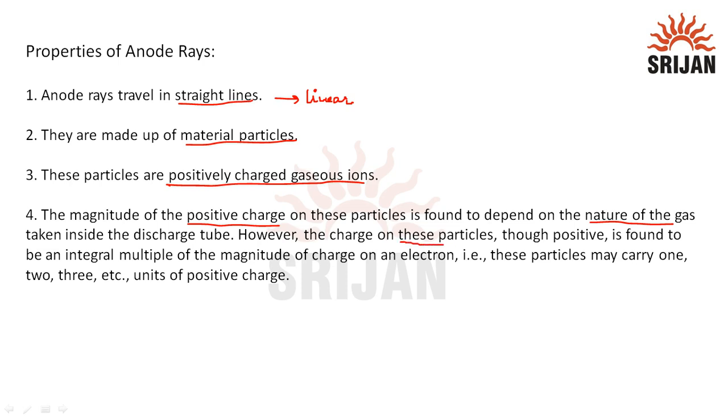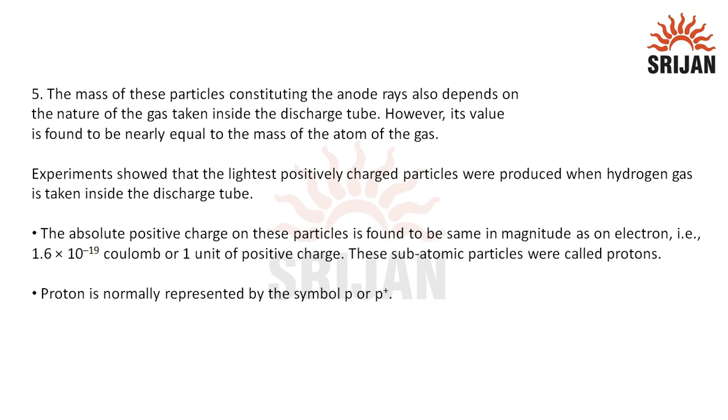However, the charge on these particles, though positive, is found to be an integral multiple of the magnitude of charge on an electron. So these particles may carry 1, 2, 3, etc. units of positive charge. These are the properties of anode rays. Also the mass of these particles constituting the anode rays depends on the nature of the gas taken inside the discharge tube, as we have seen. However, its value is found to be nearly equal to the mass of the atom of the gas.